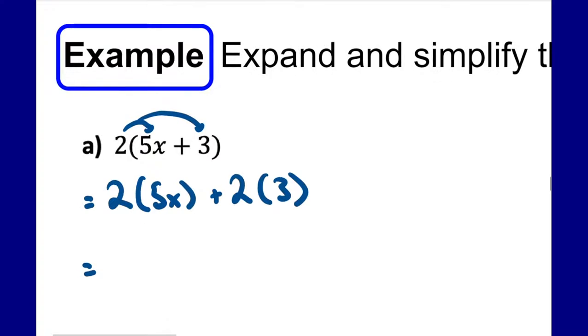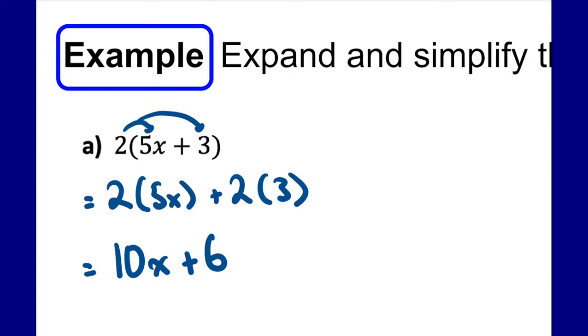Let's start with the easy one. We know 2 times 3 is 6. 2 times 5x. How does it work when we multiply that? Well, very similar to when we were dealing with our power laws. Focus on the parts that are the same. 2 times 5 is 10. X, there's nothing I can multiply with, so it's still attached. So this works out to 10x plus 6.